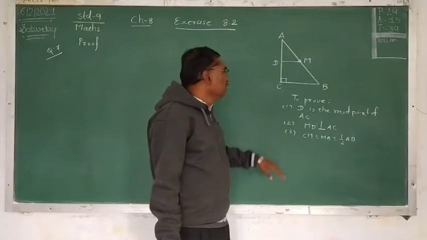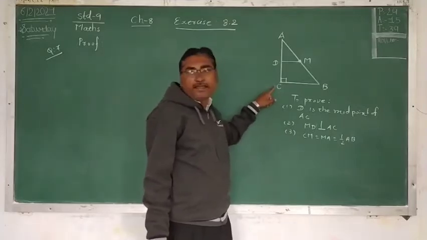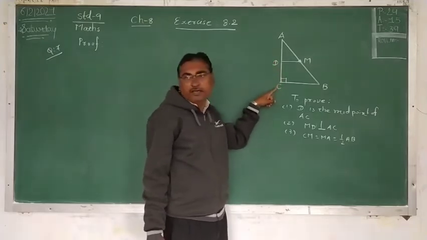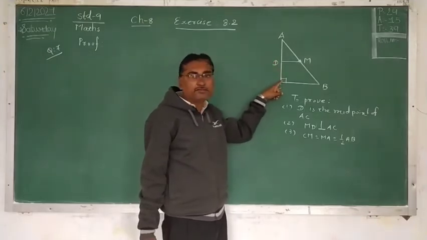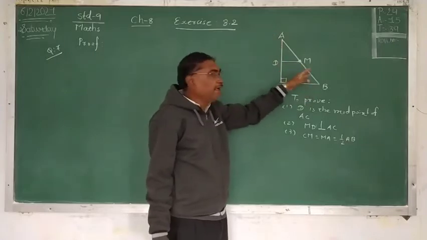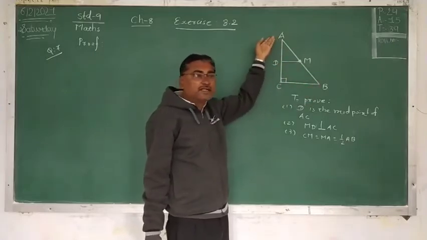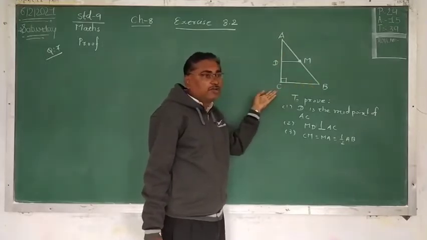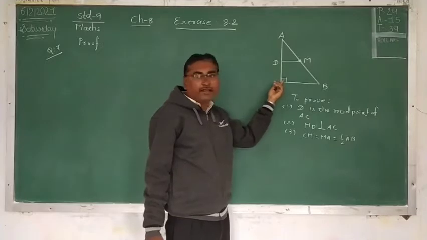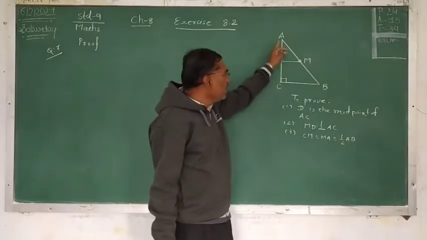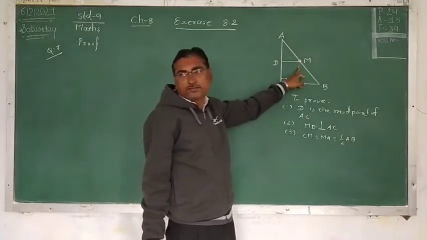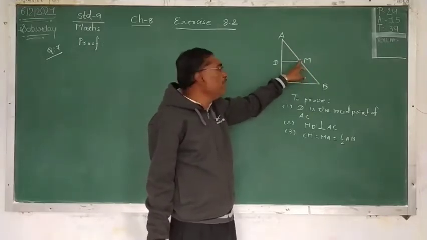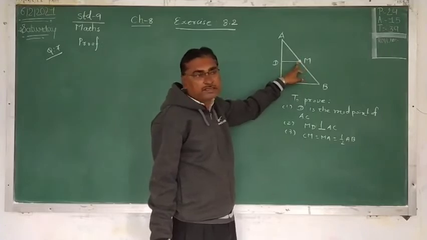Okay, in the question C is the right angle, so the name of the triangle's C must be here. C is the right angle. A and B you can write here or here, it doesn't make any difference, but A, B, C must be proper. AB is the hypotenuse. M is the midpoint of the hypotenuse.